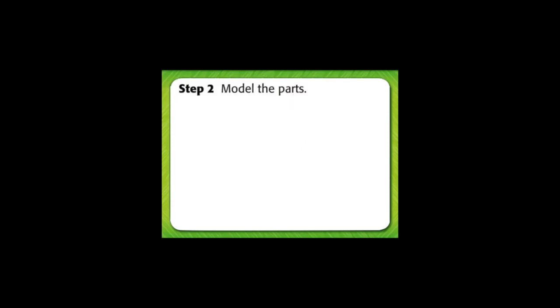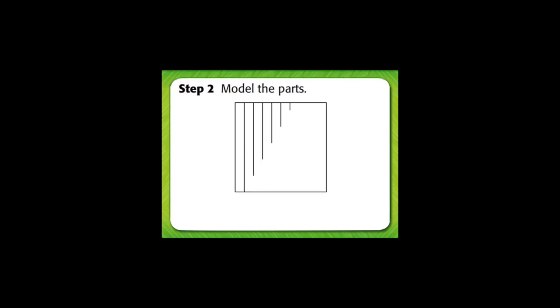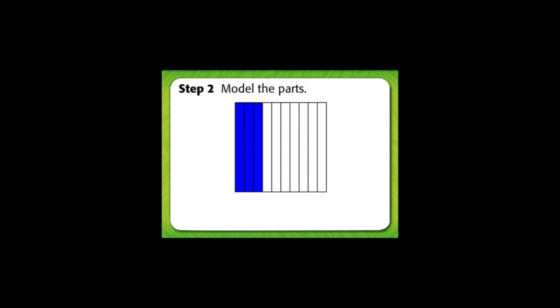Next, we need to model the parts. Use a base 10 model to show 3 out of 10. Shade in 3 of the 10 parts. This represents 3 out of 10, or 3/10.